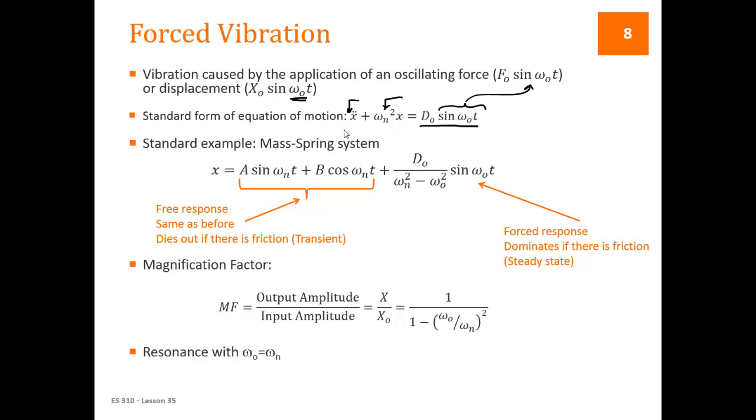If you have an equation written in this form, we can write the solution to this differential equation in terms of a free response. So the a sine omega nt plus b cosine omega nt, that's our free response, which we've already found. We know how to do that, and we do it exactly the same way as we did it before. Plus this term, which is dependent on knowing our two frequencies, and then sine omega naught t.